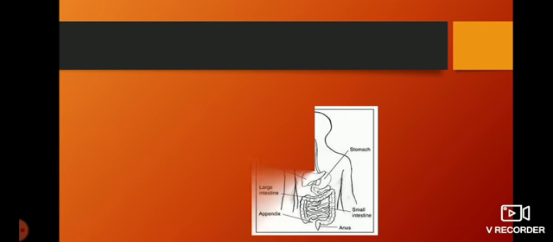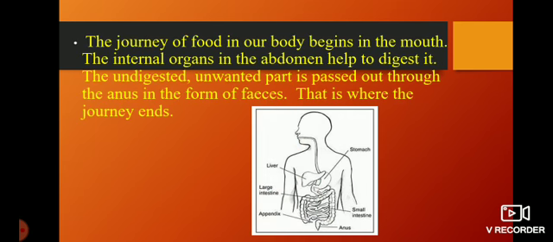Next is the journey of food. The journey of food starts from the mouth and ends at the anus. The internal organs in the abdomen help to digest it. The undigested, unwanted part is passed out through the anus in the form of feces. That is where the journey ends.